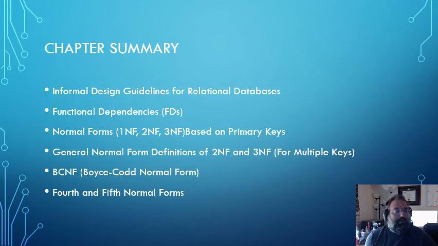Chapter summary. We've talked about informal design guidelines for relational databases. We talked a bit about functional dependencies. We talked about various forms of normalization: general normal form definitions, second and third normal form, BCNF, fourth normal form, and fifth normal form.